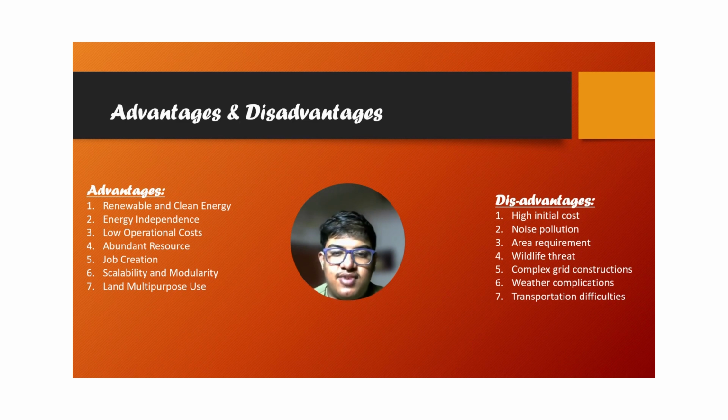Next is weather complications. As I told, the weather is not constant on Earth, it changes, so it is hard to maintain. Transportation difficulties. Setting up a wind turbine is difficult. Like I said, the blades are very long and some of the parts are very heavy and difficult to transport and set up at a place.